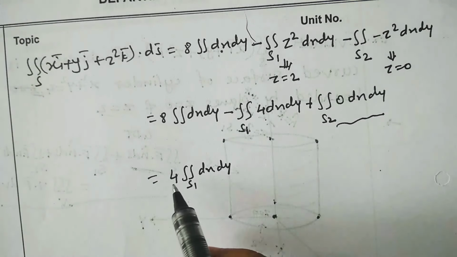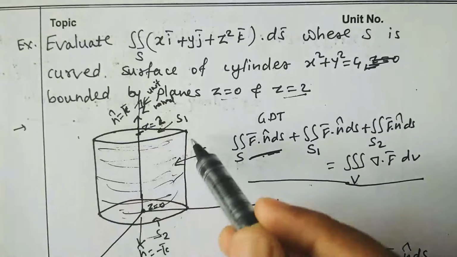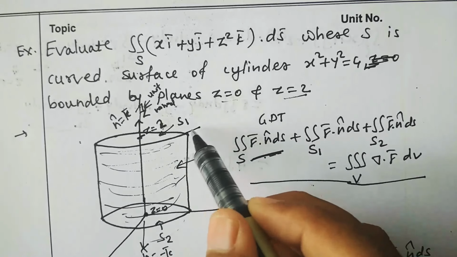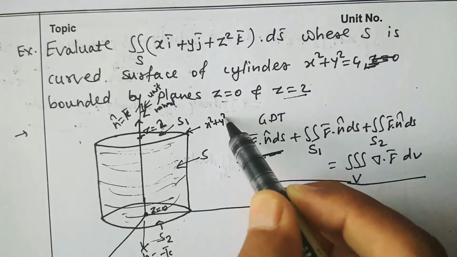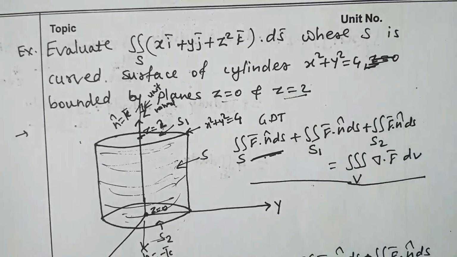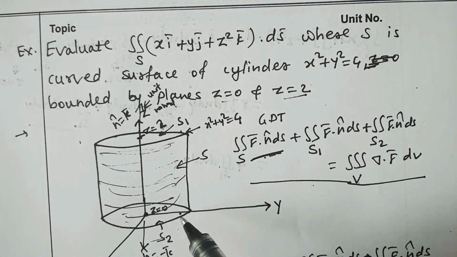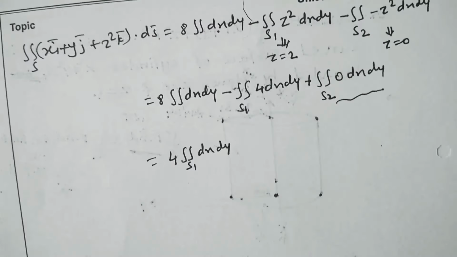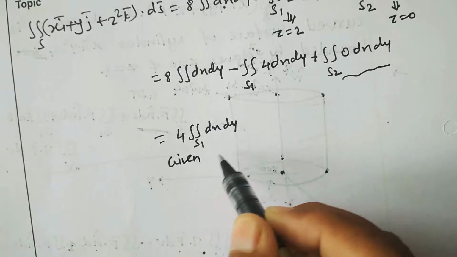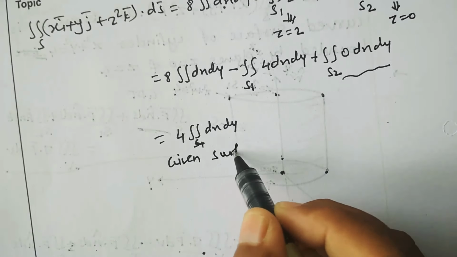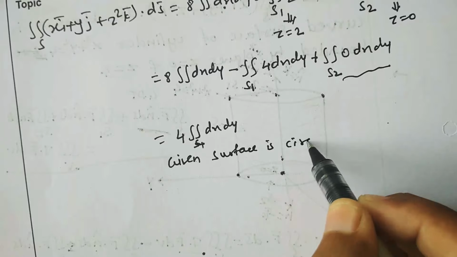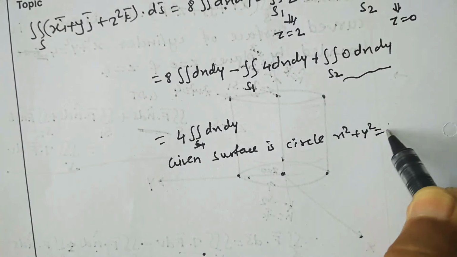Now we have to evaluate this double integration dx dy over the surface S1, or over this circle. What is the equation of the circle? The equation of the circle is x square plus y square is equal to 4. We can take this circle or this circle, both circles have the same equation. So you have to evaluate the double integration over this circle, x square plus y square equals 4.